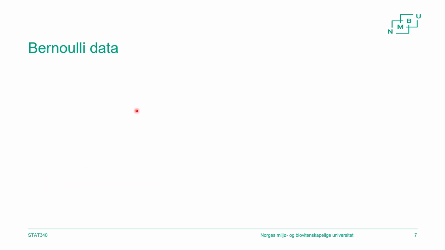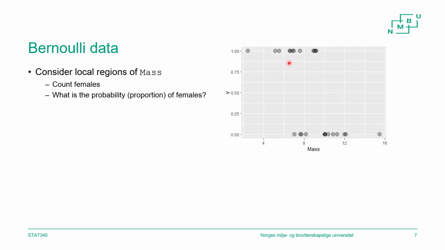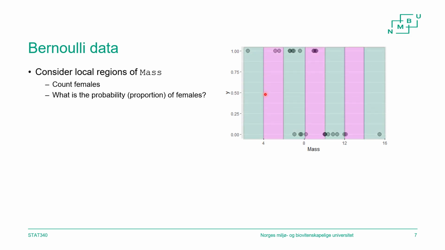However, let's see how we can approach this anyway. Consider now local regions of mass. So instead of considering the whole x-axis, we split it into intervals. And for each local interval, we count the number of females. And what is the probability, or actually proportion, of females in that interval, right? So here we have the data again. Instead of considering all the data simultaneously at once, let's just split it into regions. So here we have the first region.